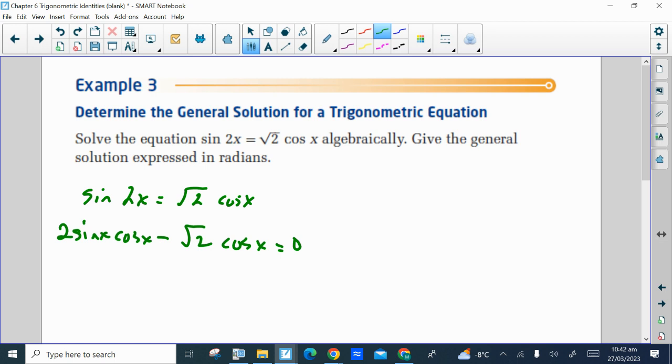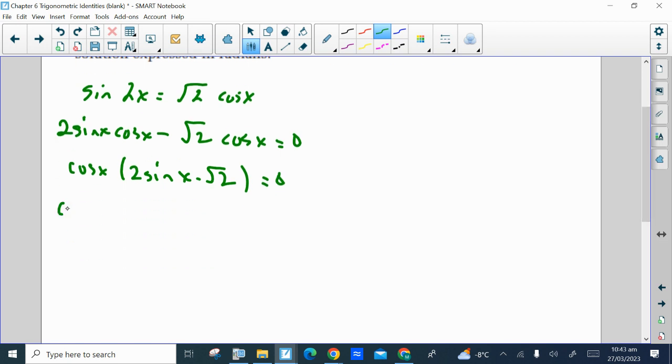And we would solve this one by taking out a common factor of cosine x, which will leave you with 2 sine x as your first term inside the bracket minus root 2. And again, your solutions will come when each factor equals 0. This will be where the sine of x equals root 2 over 2, and that's on the unit circle. But our first answers come where the cosine of x equals 0.